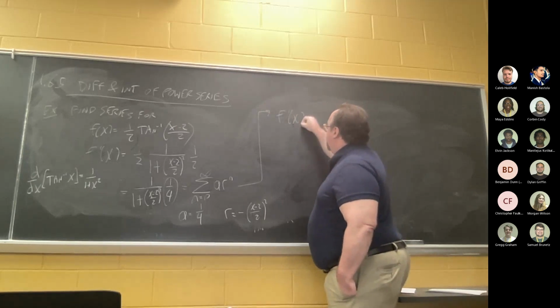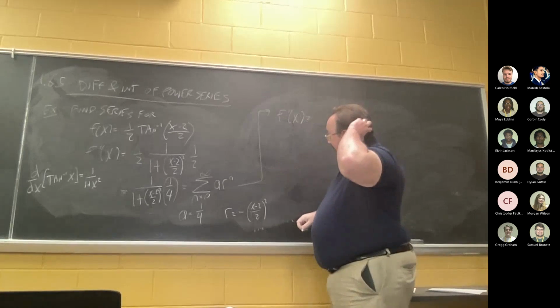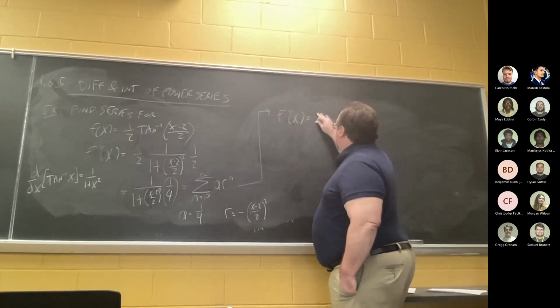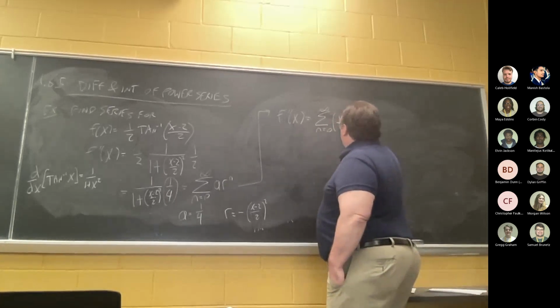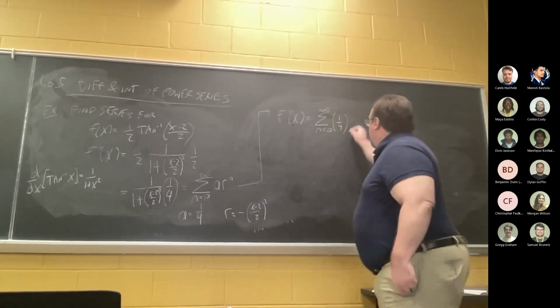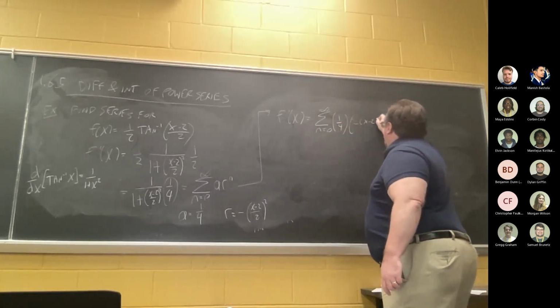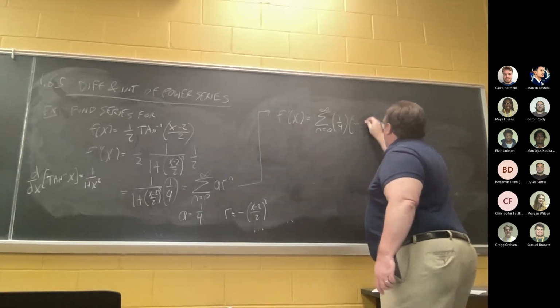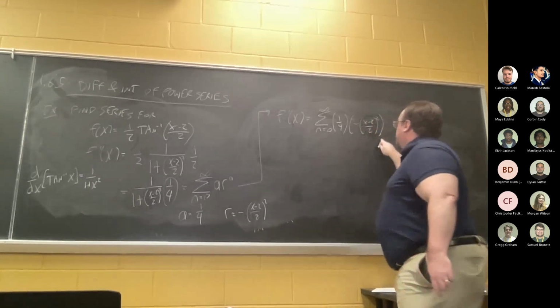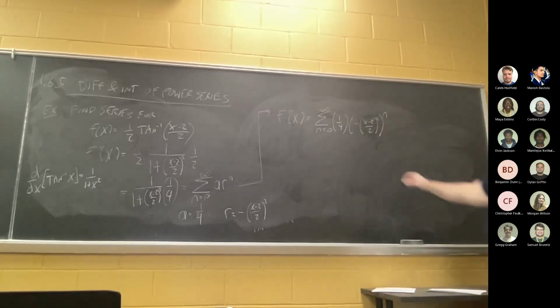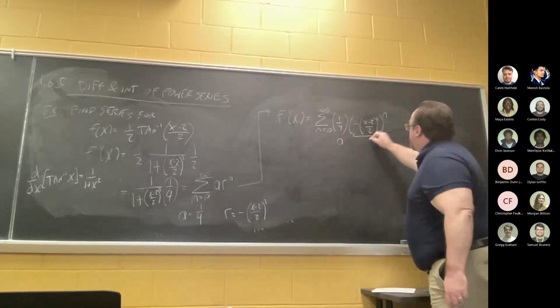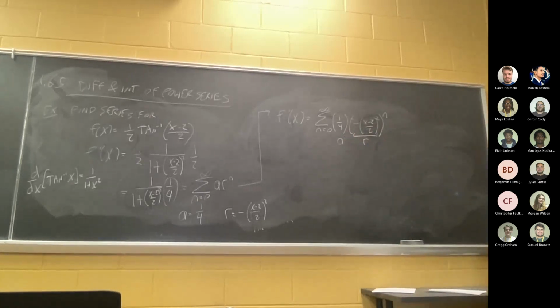So f prime of x, we're still dealing with a derivative, is going to be the sum from 0 to infinity of A. So I can just go ahead and fill in the A, and then the R. Oh, wait, gotta be careful about that. Minus ((x minus 2)/2) the whole thing squared, and then all of that, the entire R, is raised to the n power. Let's label everything here.